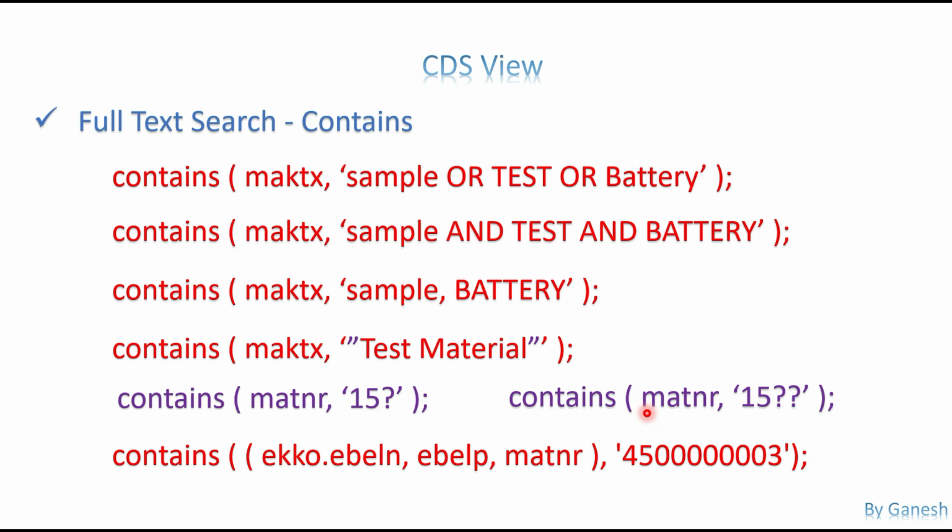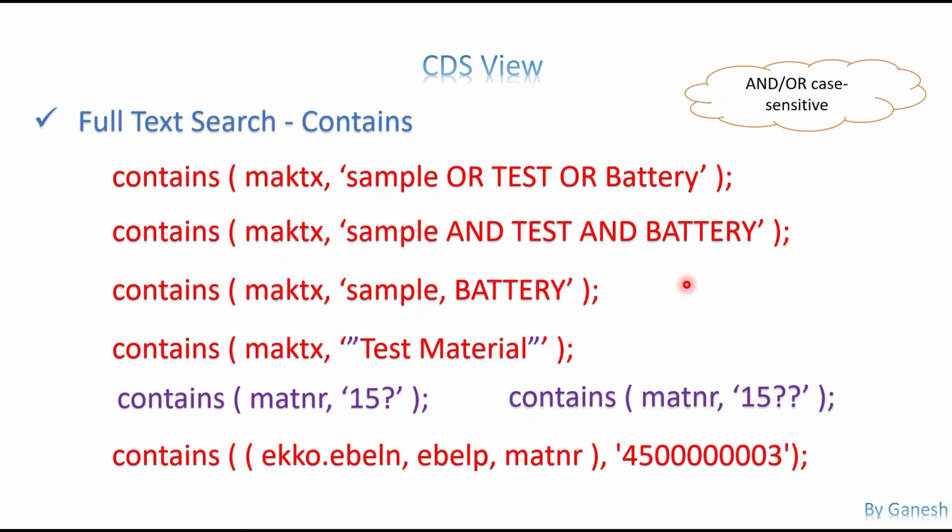And another one: suppose I have joins, not only one table. I want to use fields from two different tables. Yes, that is also possible. Suppose this is one of my join queries, EKKO and EKPO. I'm using one field from EKKO and two from EKPO, and then the value for it. So that is also possible.